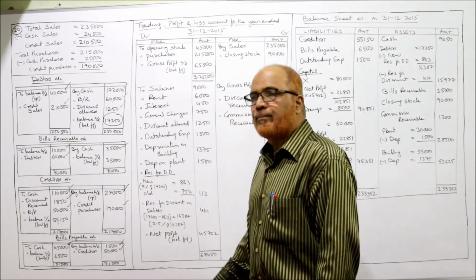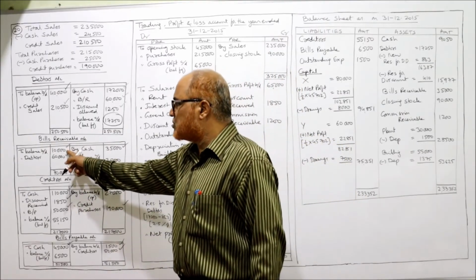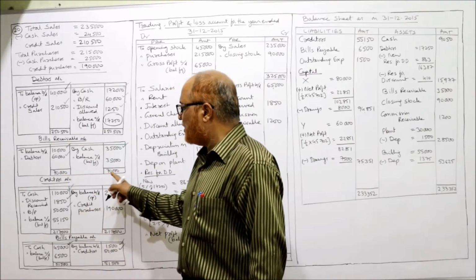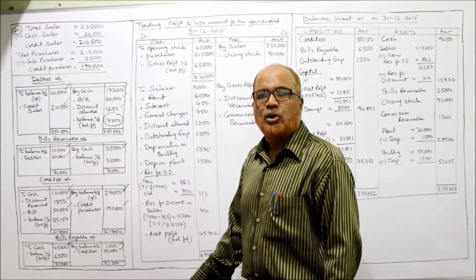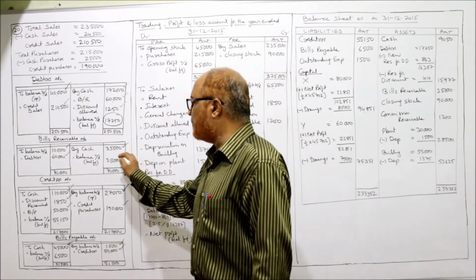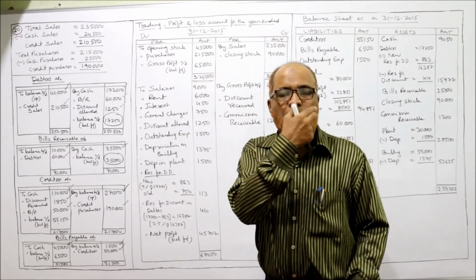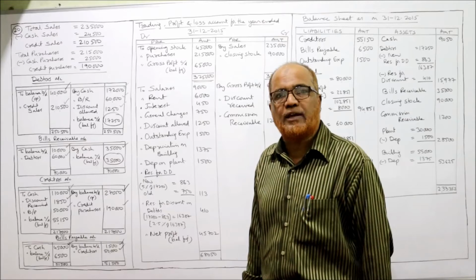Similarly bills receivable. Bills receivable opening 10,000, 60,000 received. So total 70,000 minus 35,000. So closing bills receivable balancing figure is 35,000. This 35,000 we have to take in the balance sheet closing.